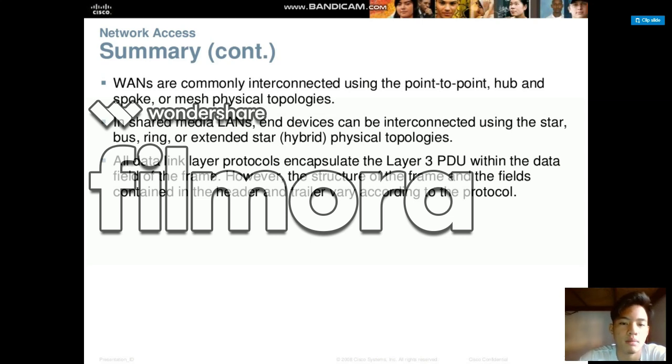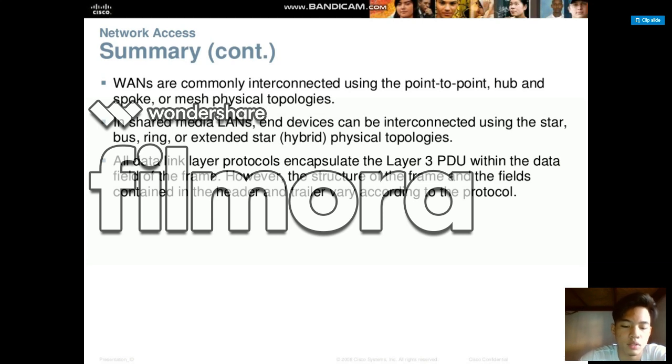All data link layer protocols encapsulate the layer 3 PDU within the data field of the frame. However, the structure of the frame and the fields contained in the header and trailer vary according to the protocol.